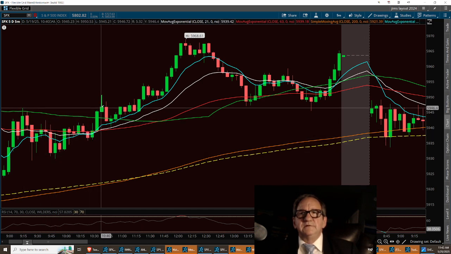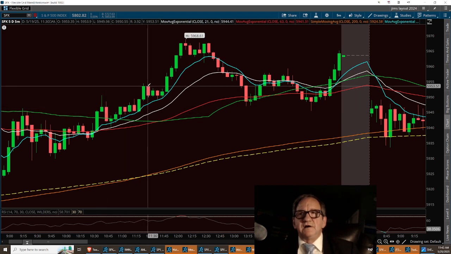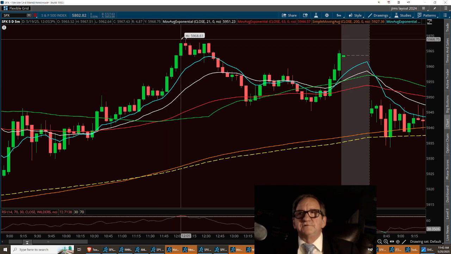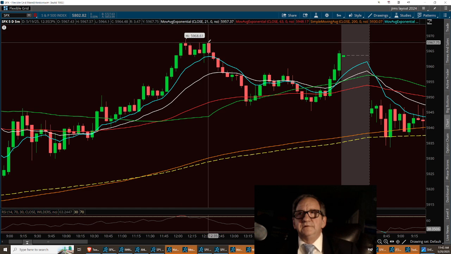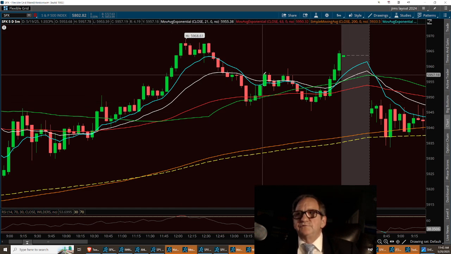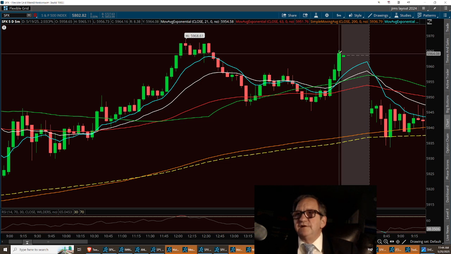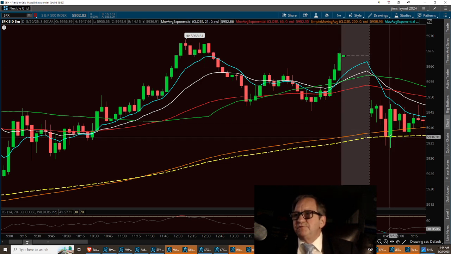Tweezer bottom, tweezer top. Tweezer bottom, tweezer top. Tweezer bottom, 3 white soldiers, 4 white soldiers, tweezer top. Get out of the trade. And a double top. Tweezer top, pulls back to a tweezer bottom. Tweezer top, tweezer top, tweezer bottom. Boom, 3 white soldiers, get out of the trade. Tweezer bottom off the 200 EMA on the 5-minute.